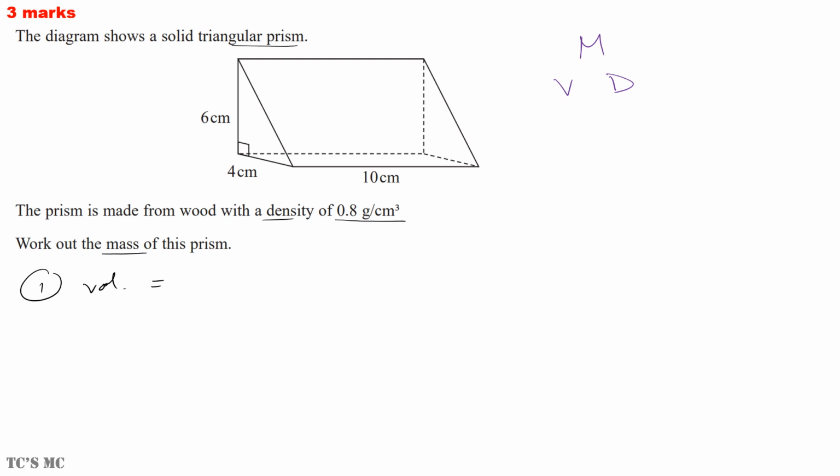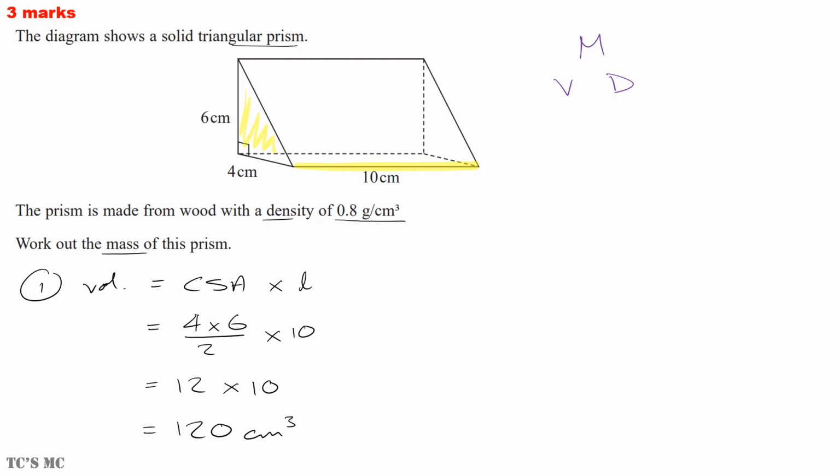As this is a prism, we can do CSA, which is cross-sectional area, multiplied by length. The cross-sectional area is a triangle, and the area of a triangle is base multiplied by height divided by 2, so 4 multiplied by 6 divided by 2. The length of this prism is 10 centimeters, so we need to multiply by 10. That gives us 12 multiplied by 10, and the volume is 120 cubic centimeters. We now have 1 mark.